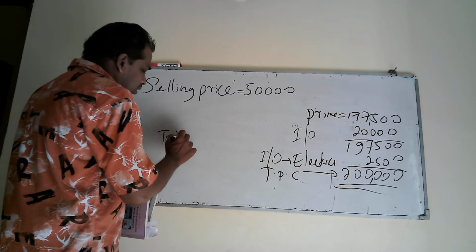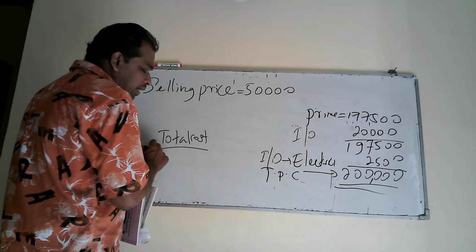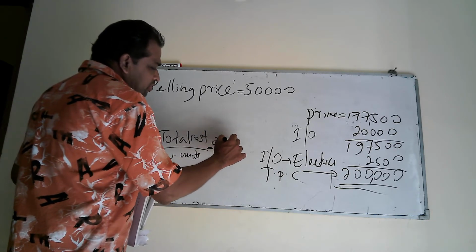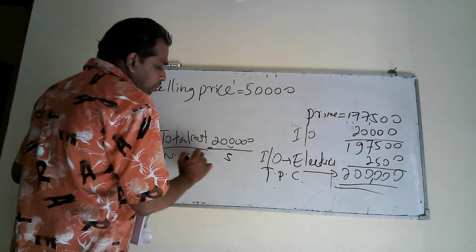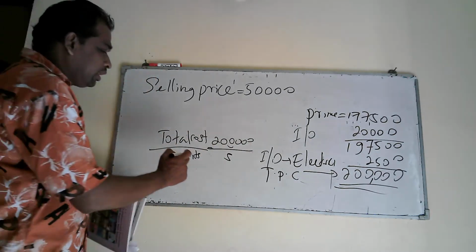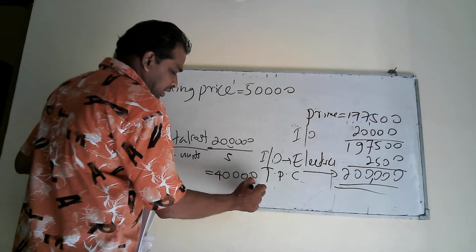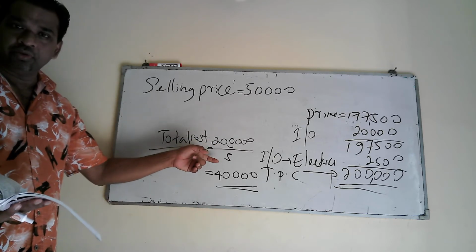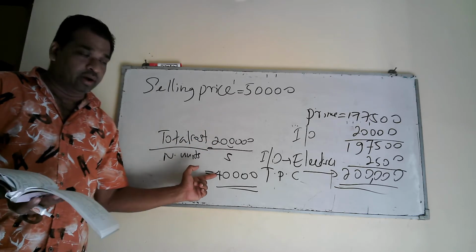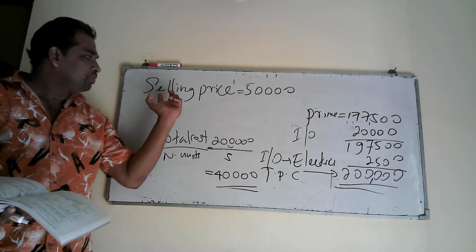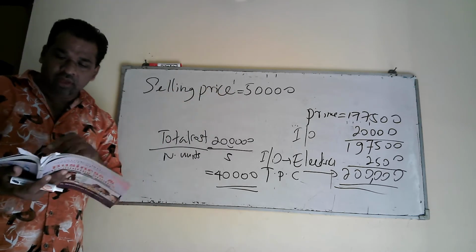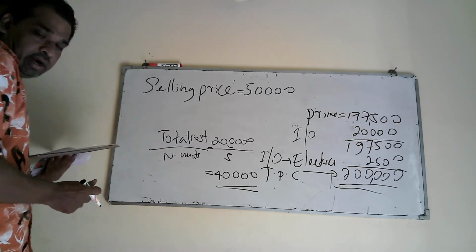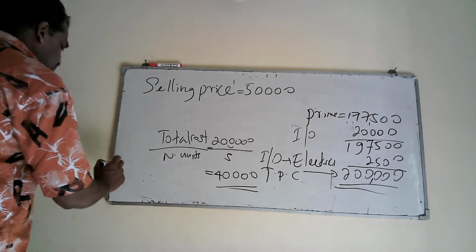Then total cost divided by number of units. 200,000 divided by the number of units they have produced in the period, 5. Then you got 40,000. Then you got unit cost 40,000. Here in the question, the examiner has given you selling price per unit 50,000. The question is to calculate the profit from selling an almirah. Therefore, now you can calculate profit.